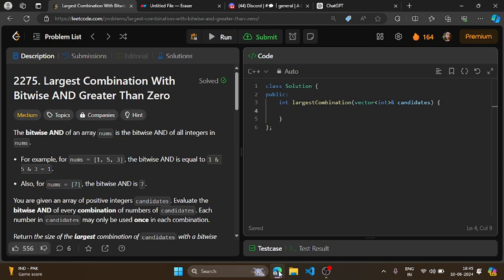So let's start with today's question. This is question number 2275 of Leetcode: Largest combination with bitwise AND greater than 0, right?